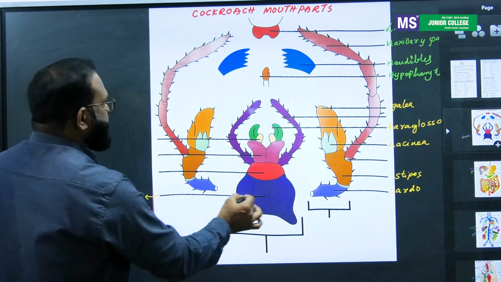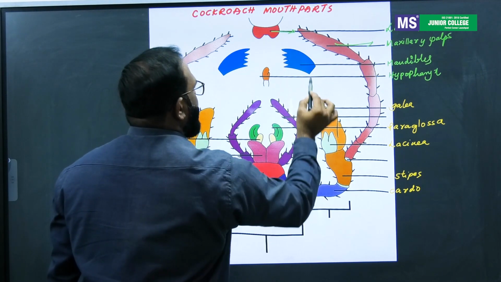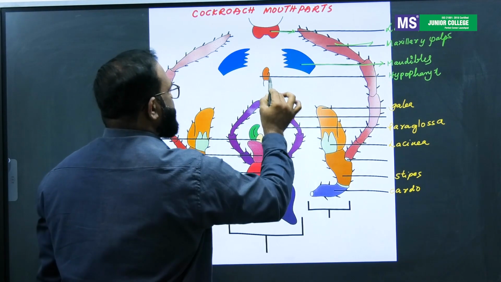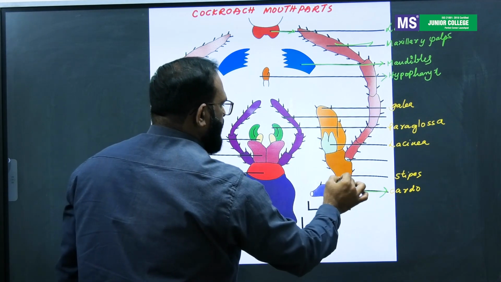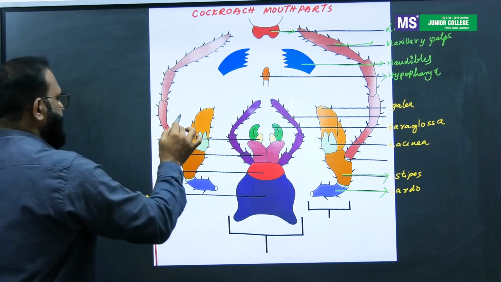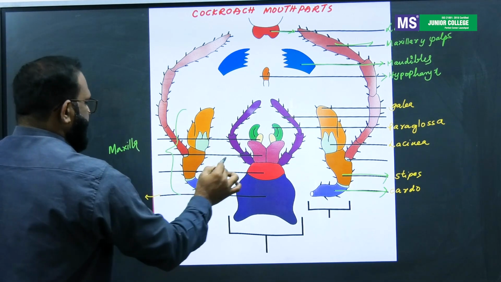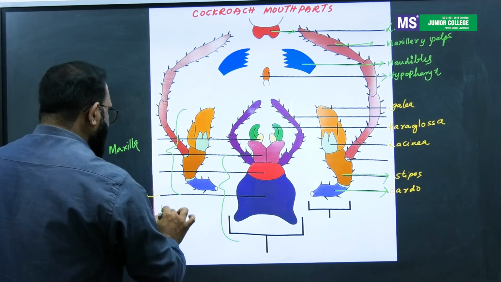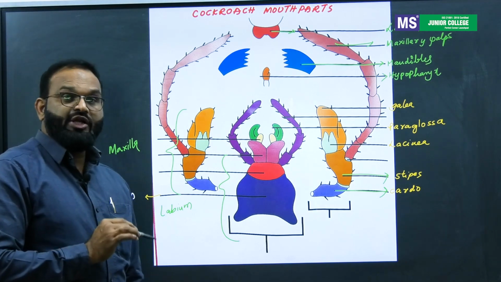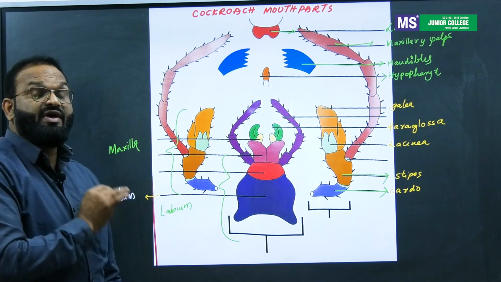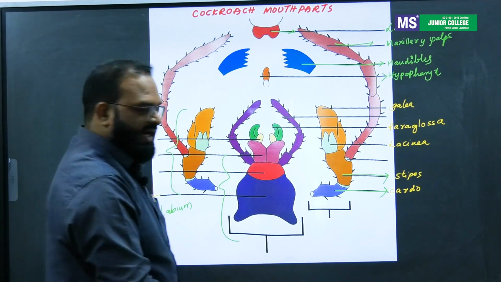Like submentum, labrum, maxillary palp, mandibles, hypopharynx, cardo, stipes. In general, this is the maxilla. And this is the lower lip or labium. You have already studied this in your junior intermediate, and this is one of the important 4 marks questions, students. Observe this, cockroach mouth parts.